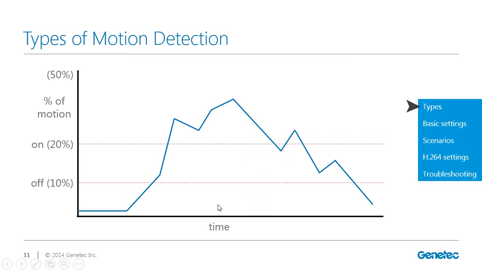The only time that we're going to get a motion off event is when the motion level drops below the motion off threshold. The state will change to motion off, and if we're recording on motion, recording will stop.